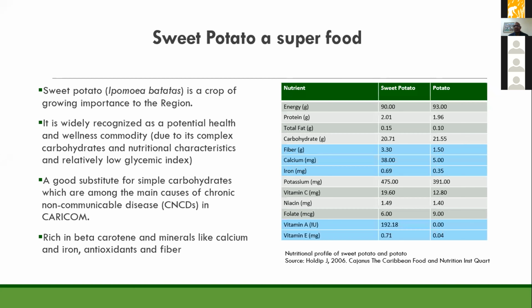If we look at the nutritional profile of sweet potato and potato, where they are not comparable, sweet potato is superior in fiber, calcium, iron, vitamin A, and vitamin E, making it not only a staple, but a very nutritious staple for consumers in the Caribbean.